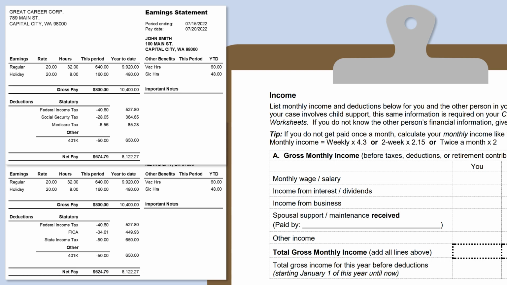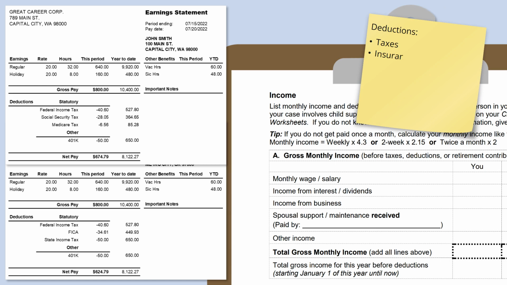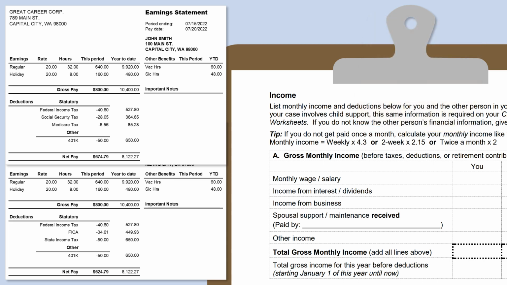This section focuses first on your gross income. Gross income is how much you make before deductions are taken out. Deductions are things like taxes, insurance, union dues, child support, and retirement contributions. We'll get to those in a minute. Enter your gross wages here.